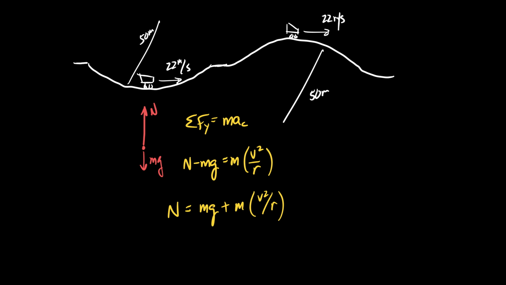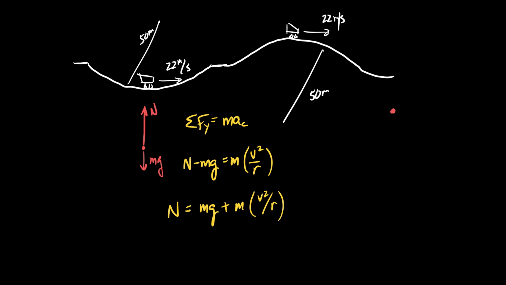They told us the mass of the car is 1,500. They told us v is 22 meters per second. They told us r is 50. So we can just plug all those in and get an answer? That good for you guys? So let's do the other one before we run out of time.